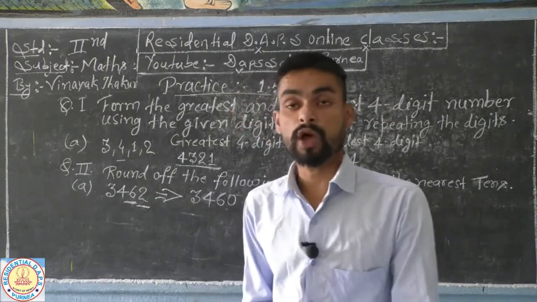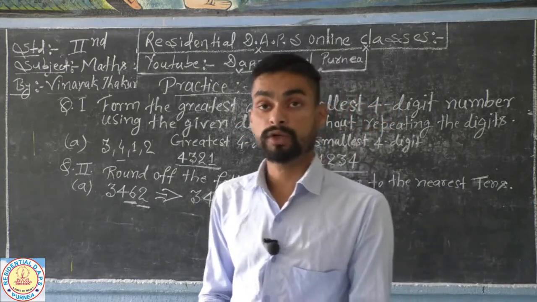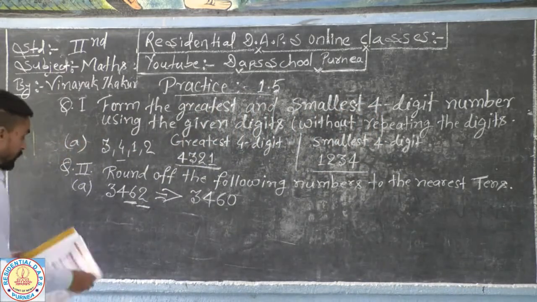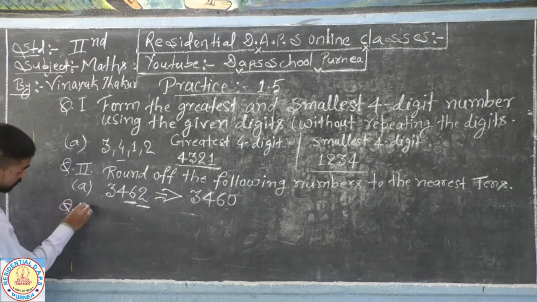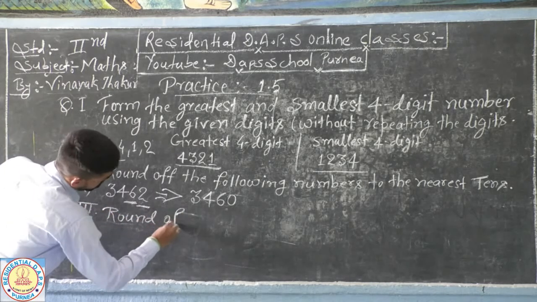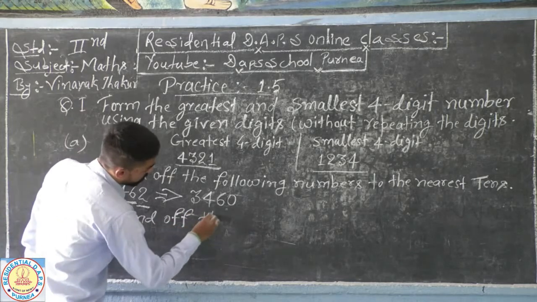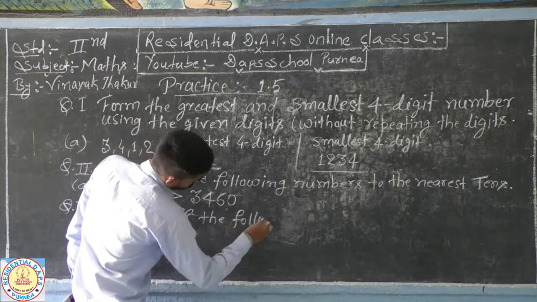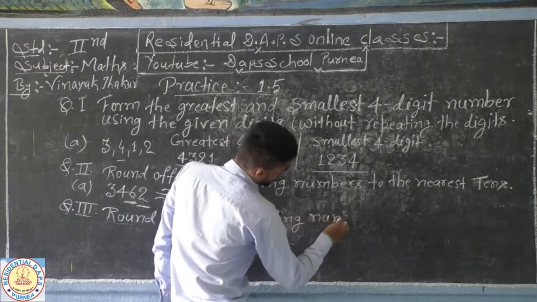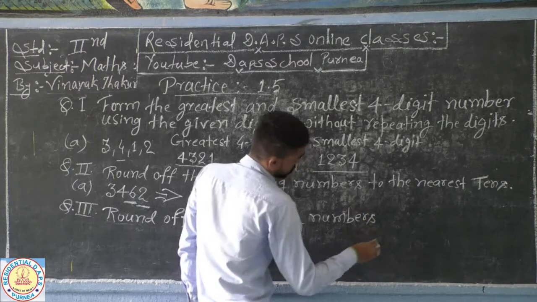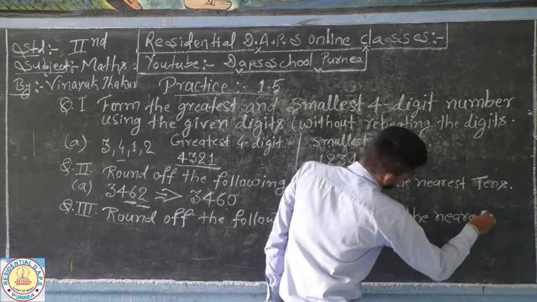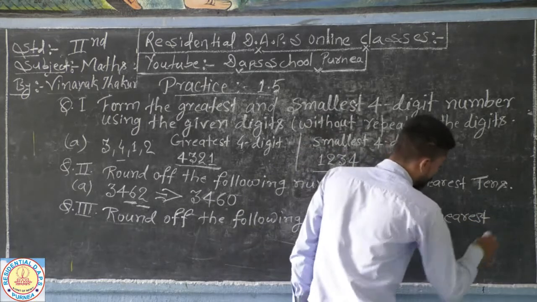I am going for the next one. You have to solve all those remaining questions of question number 2. So I am going for your question number 3, which is: round off the following numbers to the nearest 100. In your question number 3, round off the following numbers to the nearest hundreds.